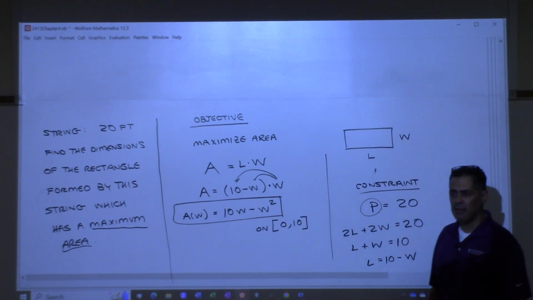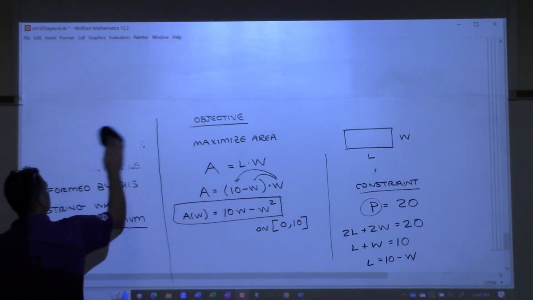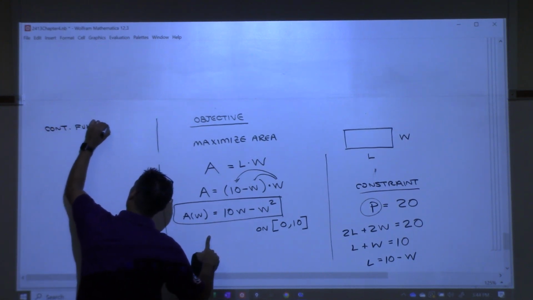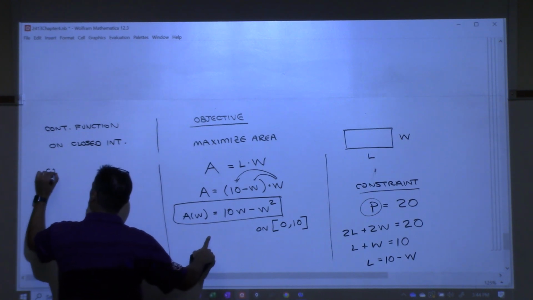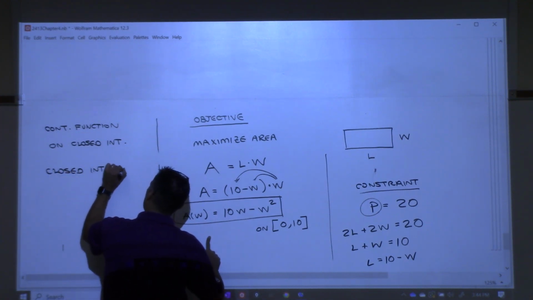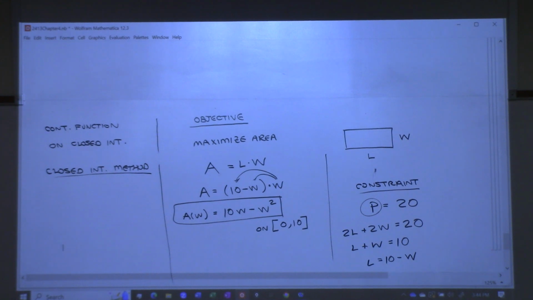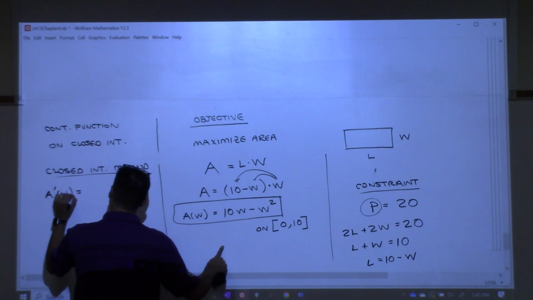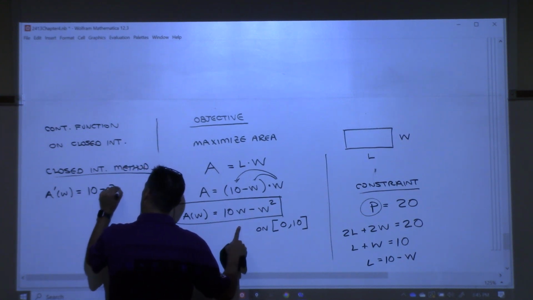Yes. Can we find the maximum of that? Absolutely. So I'm now going to use the closed interval method. So this is a continuous function on a closed interval. So I'm going to use the closed interval method. Do you remember how to do it? What do you do for closed interval method? Find the derivative. Okay, let's do that. Take derivative. A prime of w is easy derivative. No? Yeah? What's the derivative of that? 10 minus 2w.